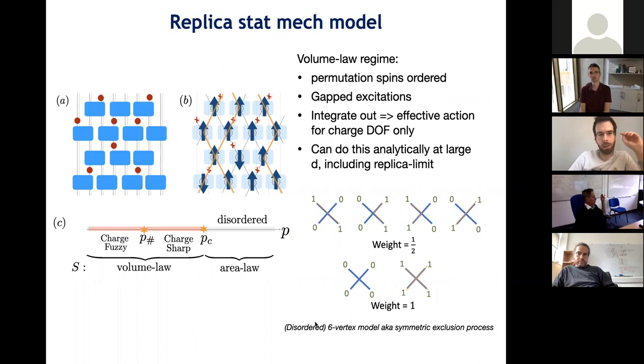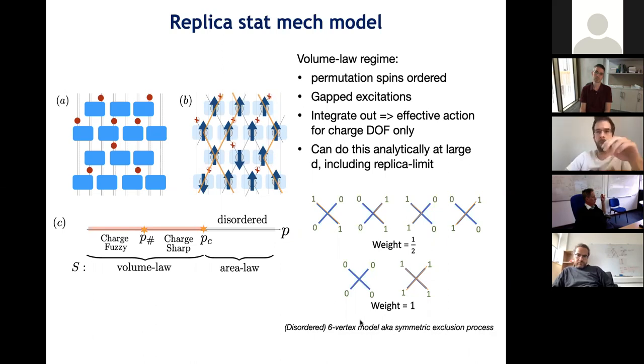Well, they basically act as quench disorder because they constrain. If you measure and you find a charge, like on that symmetric exclusion process, you constrain that you want to have a particle there. Okay. And so this stat-mech model that we have is basically just this disordered symmetric exclusion process or 6-vertex model, where you have, again, a bunch of charges diffusing around, and you have a bunch of measurements that tell you whether or not you should have a particle on a given site.